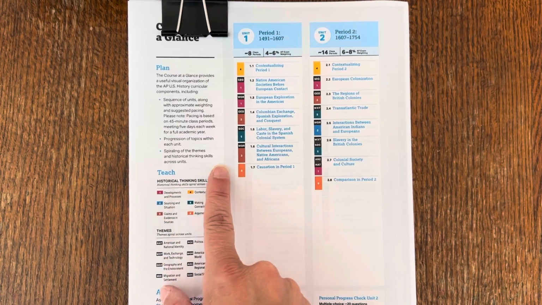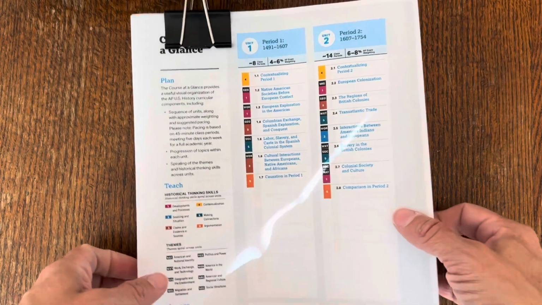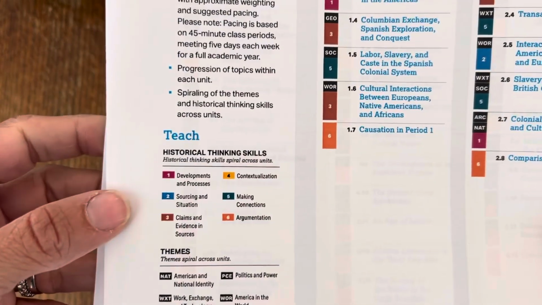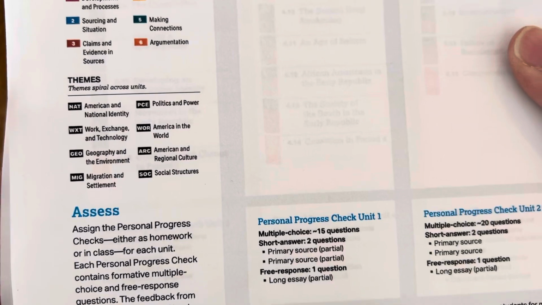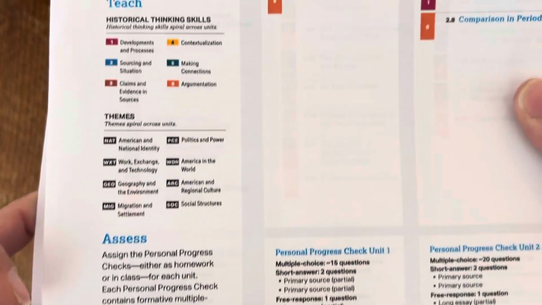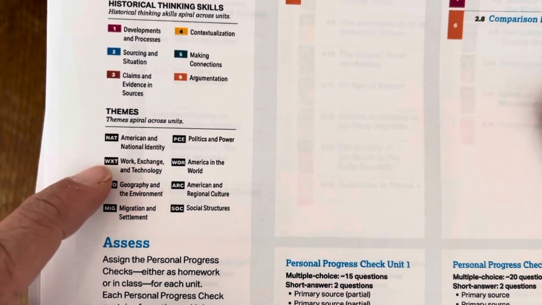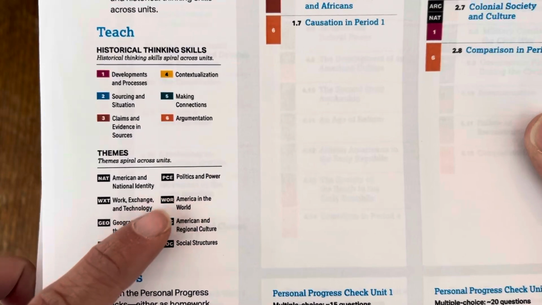That's a big buzzword. And there are these different themes. So you're teaching historical thinking skills and you're teaching these themes. And there's one other word, which I can't remember what it's called. But anyway, if you look on Khan Academy, they're listed under this.